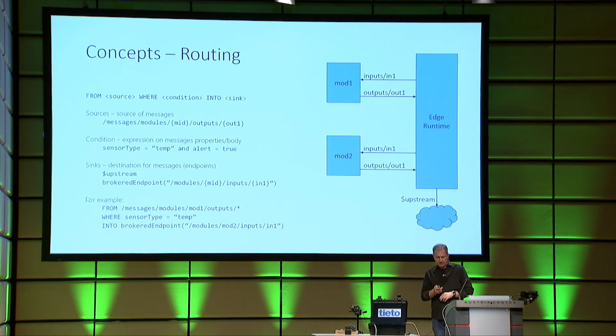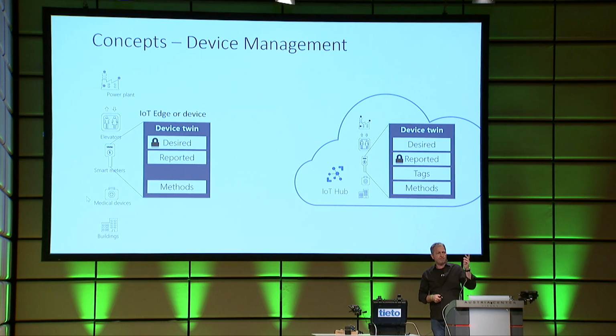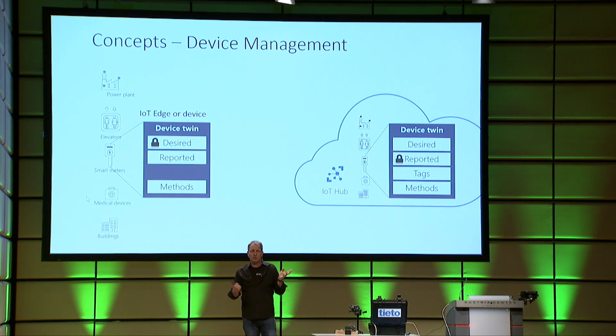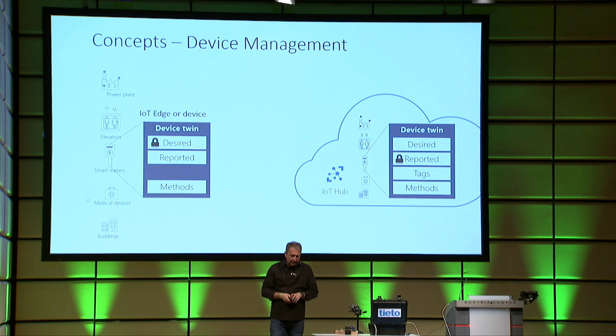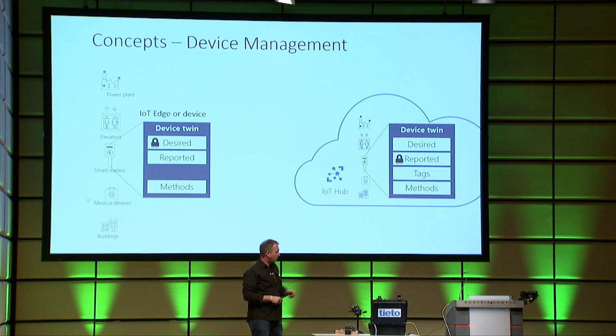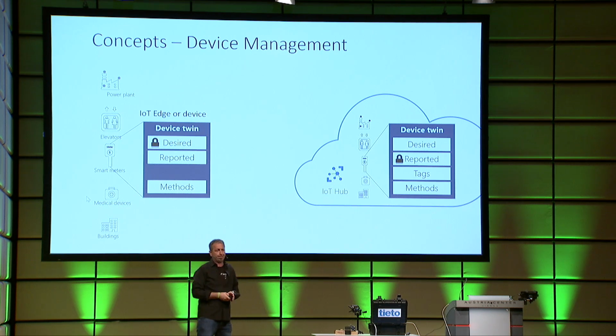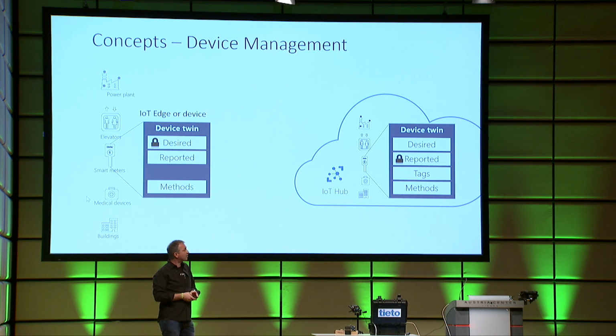Okay? Last concept is device management. So that works using a so-called device twin. Device twin sounds complicated, but it's nothing else than a JSON document. In fact, 2 JSON documents, because one lives in the cloud and the other resides on the edge device. That's why it's called twin. And this JSON document has a couple of sections.